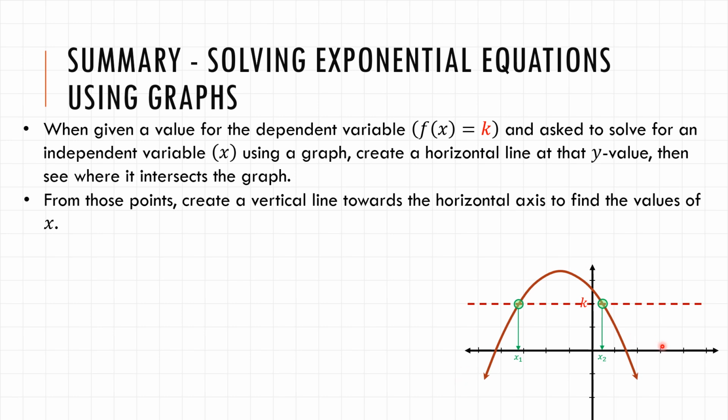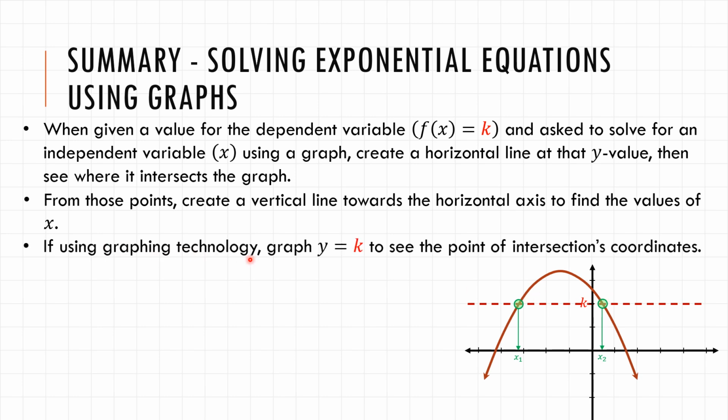Now, this is all done by hand, and it is possible to do it by hand, although your estimation might be a little bit off from what is exactly correct. If you're looking for a more accurate answer, you can use graphing technology. In using graphing technology, you can graph this horizontal line, y equals whatever this number is, to see the exact coordinates of the point of intersection.